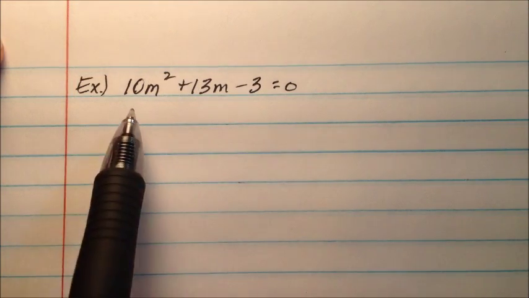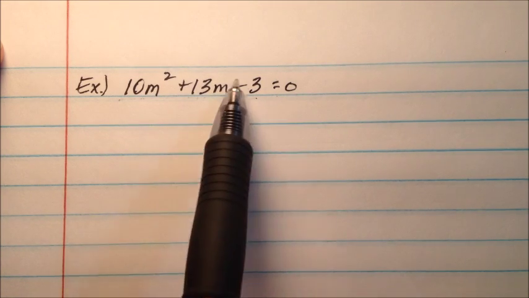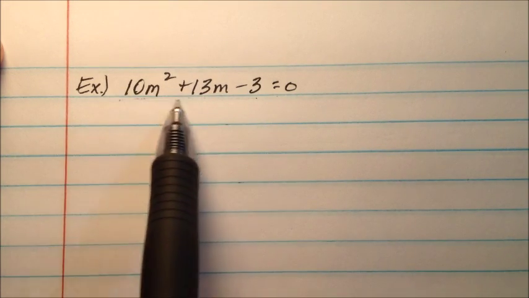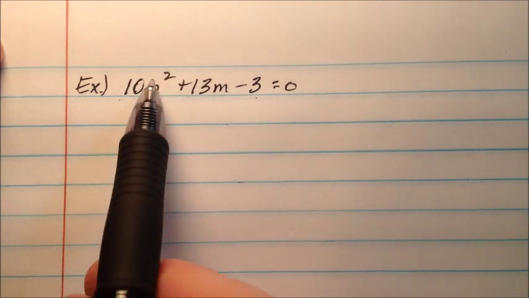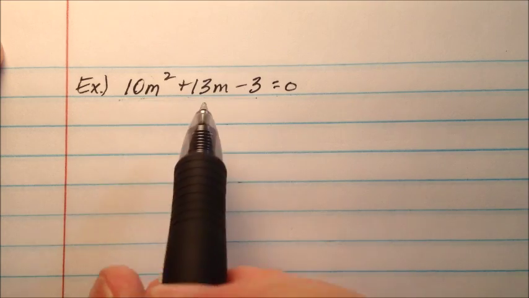In this third problem, I have another quadratic expression on the left, and it's set equal to 0. So I need to factor this, and then I can set each one of the factors equal to 0. But this isn't the easy method because my leading coefficient is not a 1, it's a 10.